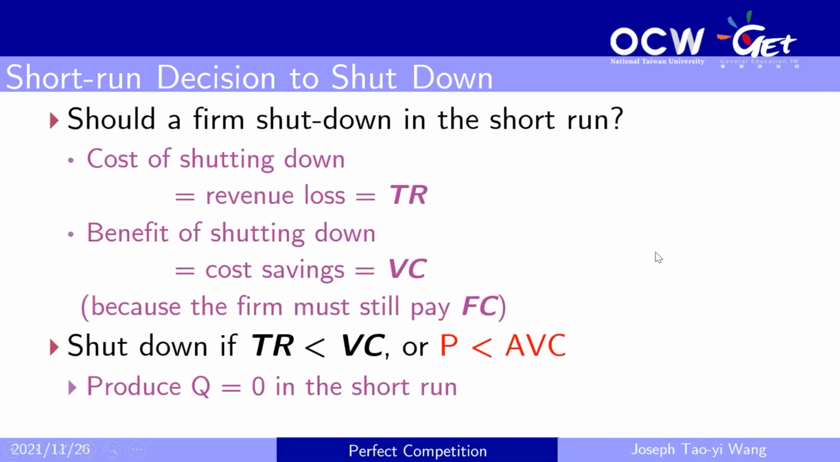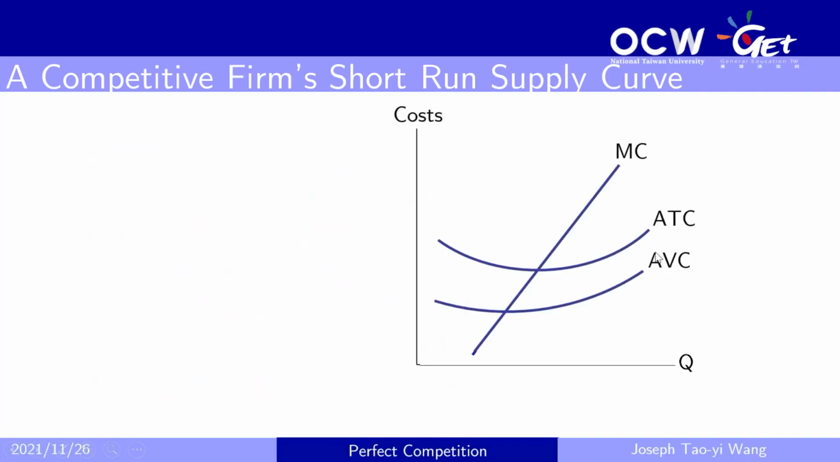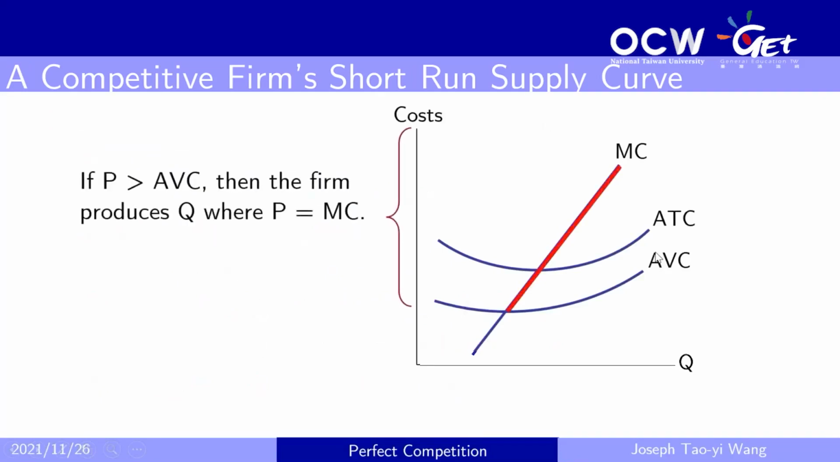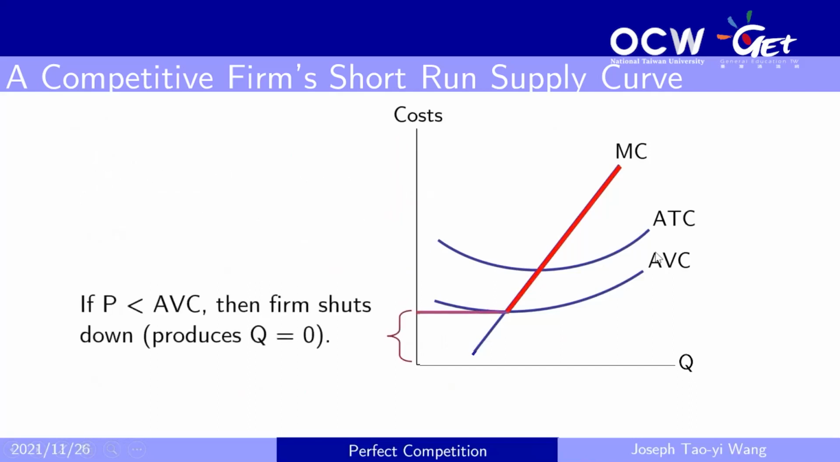If the price is smaller than average variable cost, then you should just produce 0. So graphically, the key thing is that if price is greater than AVC, the average variable cost, then you should produce where price equals marginal cost. But if it's smaller than that, then the firm can say, hey, why should I operate? I should just shut down.